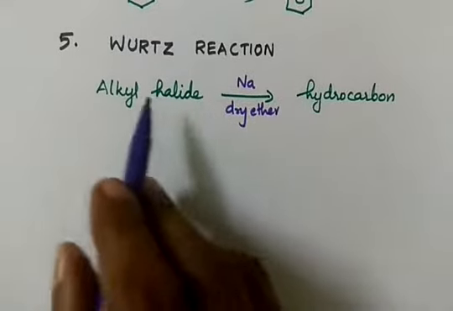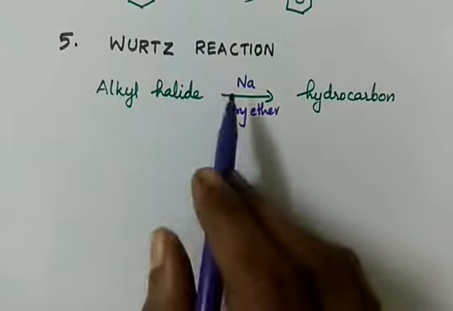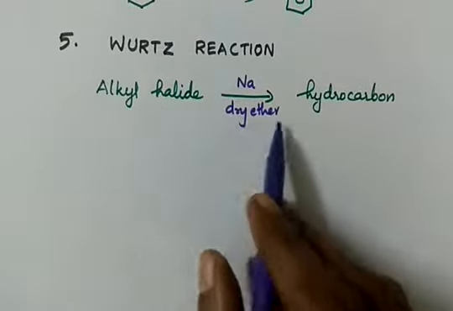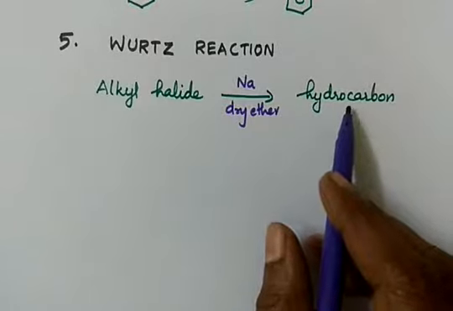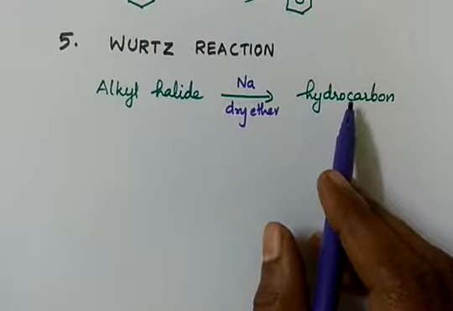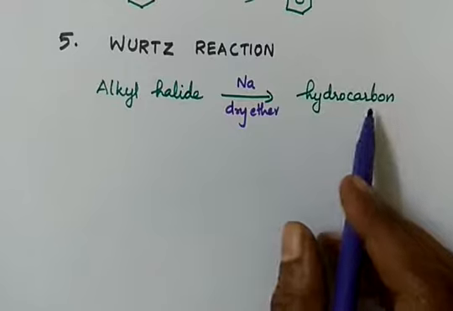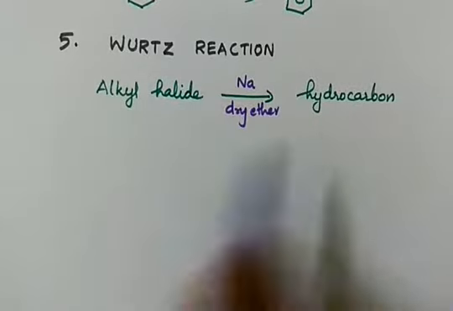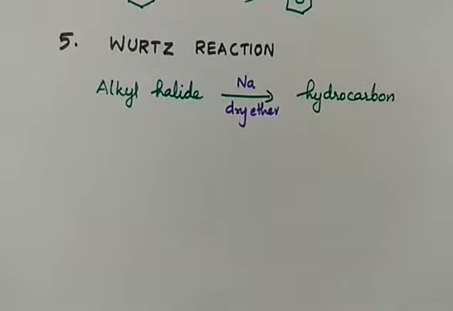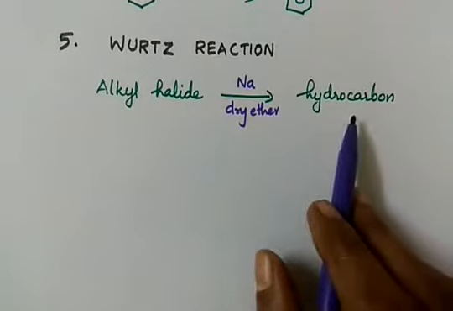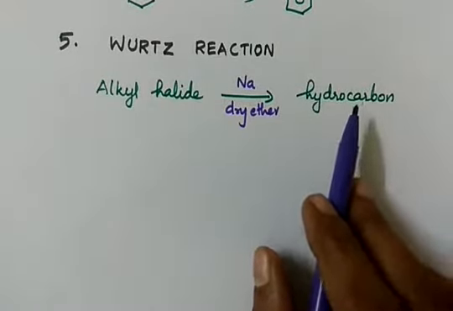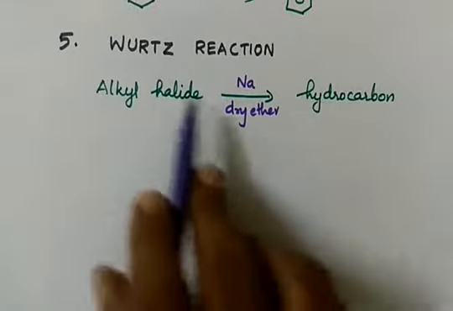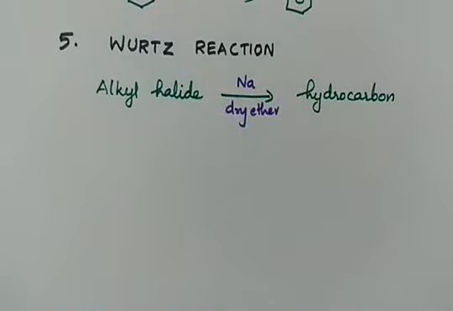Here an alkyl halide reacts with sodium in the presence of dry ether to give a hydrocarbon, and the peculiarity of this hydrocarbon is that it contains double the number of carbon atoms present in the halide. This reaction is called the Wurtz reaction.